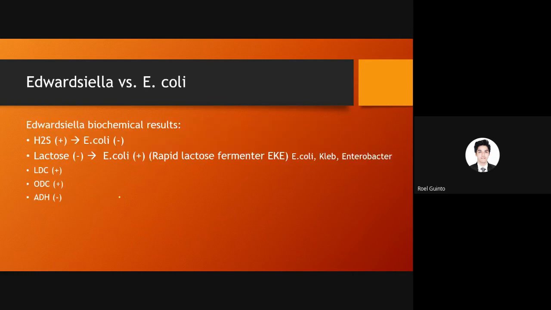So, how to differentiate Edwardsiella from E. coli? So, tandaan lang natin, Edwardsiella produces hydrogen sulfide while E. coli is negative. Lactose negative si Edwardsiella, pero si E. coli is lactose positive. Tandaan, Edwardsiella is LDC positive, ODC positive, and ADH negative.